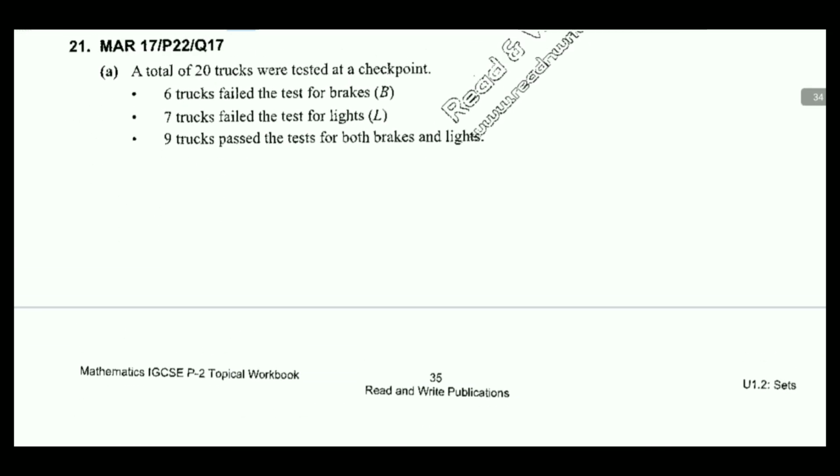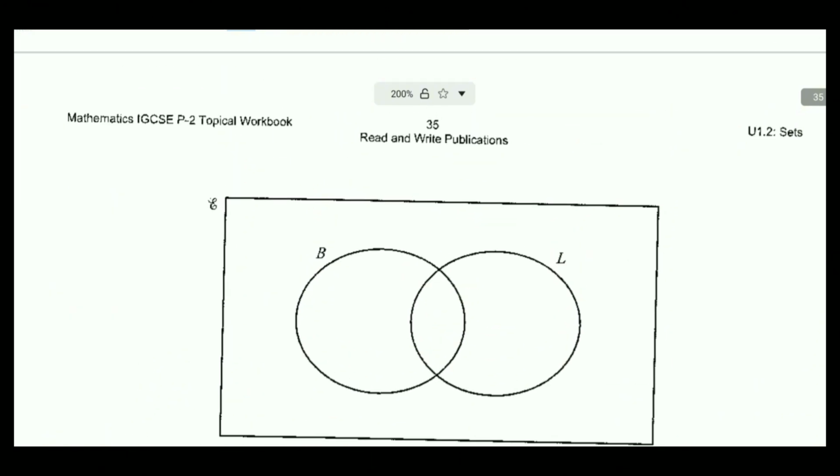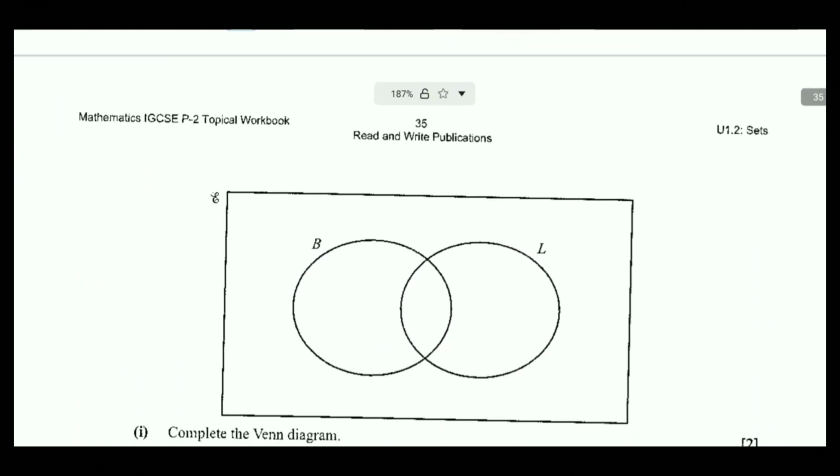Question 21. A total of 20 trucks were tested at a checkpoint. 6 trucks failed the test of brakes. 7 trucks failed the test of lights. 9 trucks passed the test for both brakes and lights. So what we have to do here, they are asking to complete the Venn diagram. As I told you, you have to suppose the middle value as x.